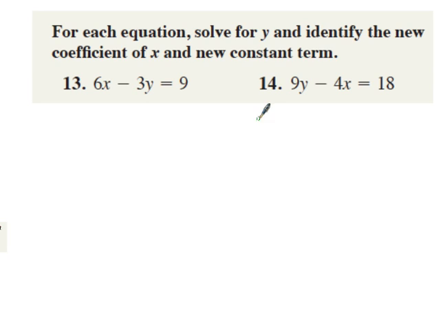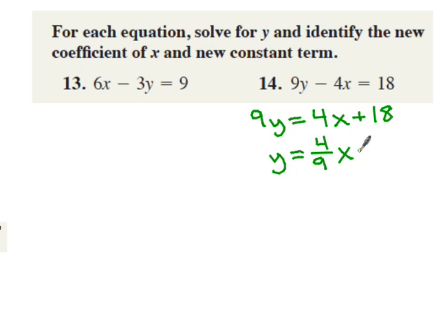So again, using 14 as an example, 9y is going to equal 4x plus 18. Okay, 9 divided by 9 on both sides, so y is going to equal 4 divided by 9x plus 2. So in this case, when we identify, our slope is 4/9, and our y-intercept, or b in this case, is 2. So then we can identify our new constant and our new coefficient. That's all we're looking for there.